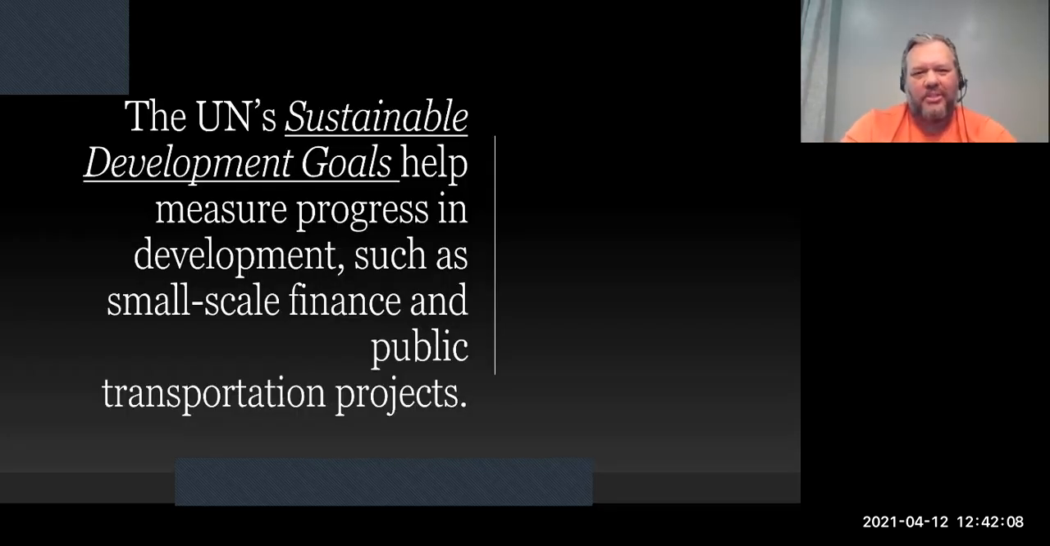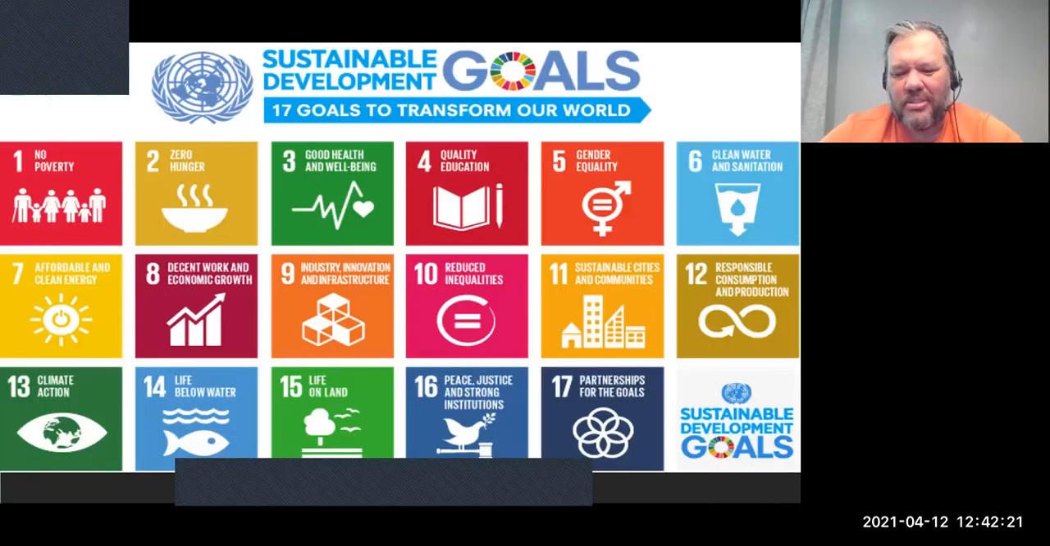All right, so the last little bit is looking at what we call the United Nations Sustainable Development Goals, and it does do things like small-scale finance and public transportation projects. But let's take a look at the 17 real quick. Then I have a video and then we're done.